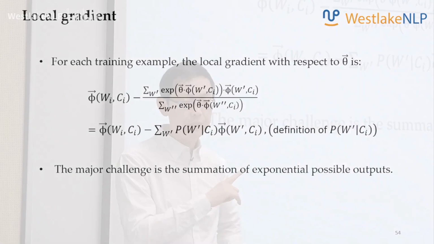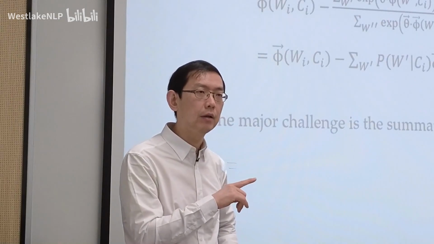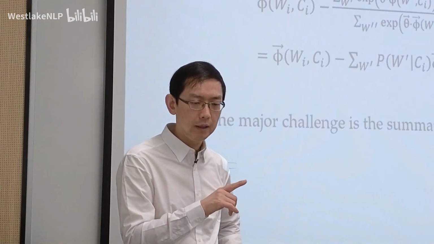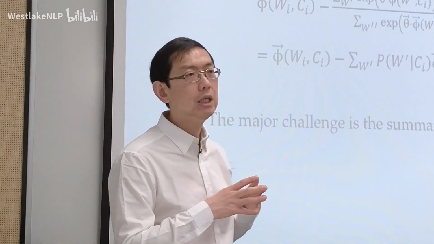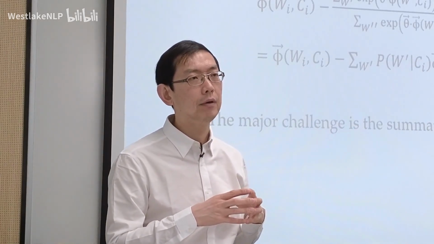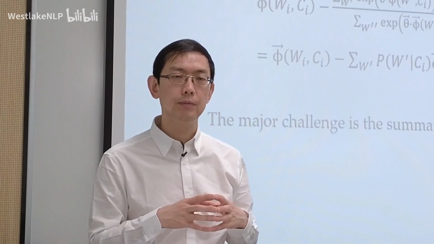But in the equation, there is something that's different between tasks. What is it? This expectation term, right? The expectation of global feature vectors over all possible outputs.